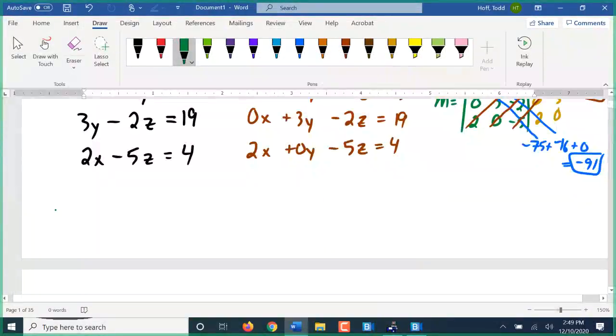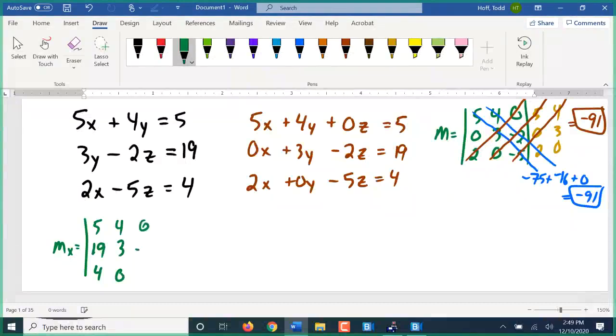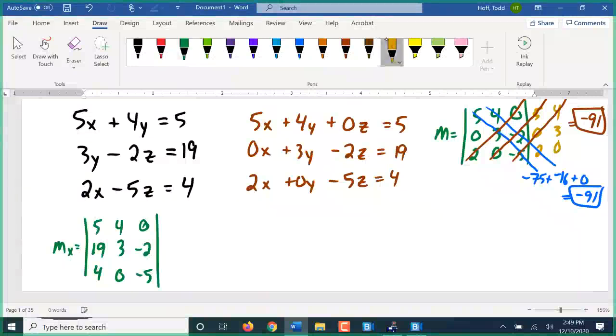So let's do the X matrix. We're going to do the constants, 5, 19, and 4. Then 4, 3, and 0. And 0, negative 2, and negative 5. We'll recopy the first two columns, and we'll do our diagonals.